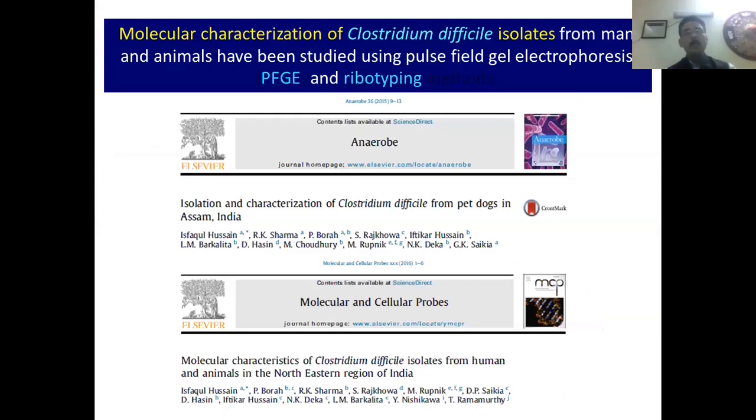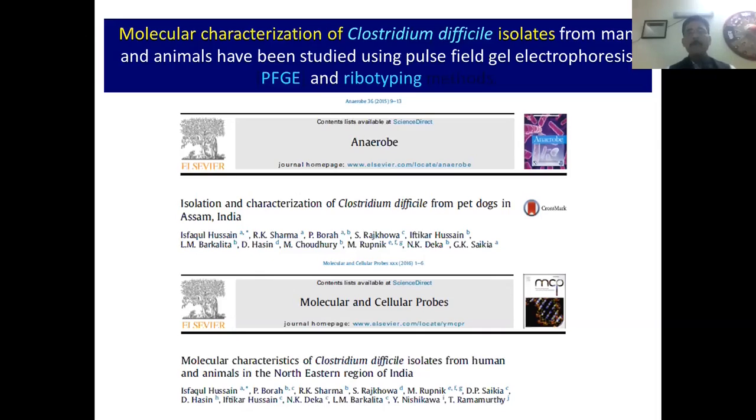Then another work we conducted on Clostridium difficile was molecular typing based on PFGE and ribotyping. We found that ribotyping is more robust and rapid than the gold standard PFGE, and we found that certain ribotypes of Clostridium difficile are also present in pet animals as well as in pigs. It was a very interesting story because, as we know, Clostridium difficile is usually considered a nosocomial pathogen, meaning a hospital-borne pathogen. Usually it is restricted to human beings.